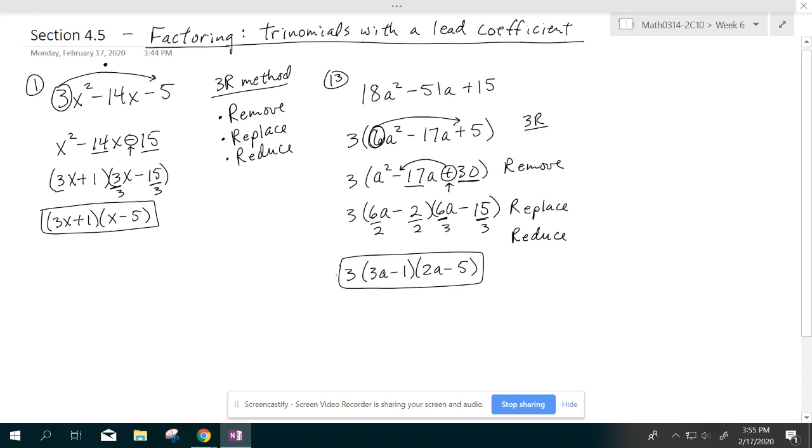Okay, here it comes. Number 33. Negative 8t to the third minus 8t squared plus 30t. And I need you to factor that completely. Factor completely.